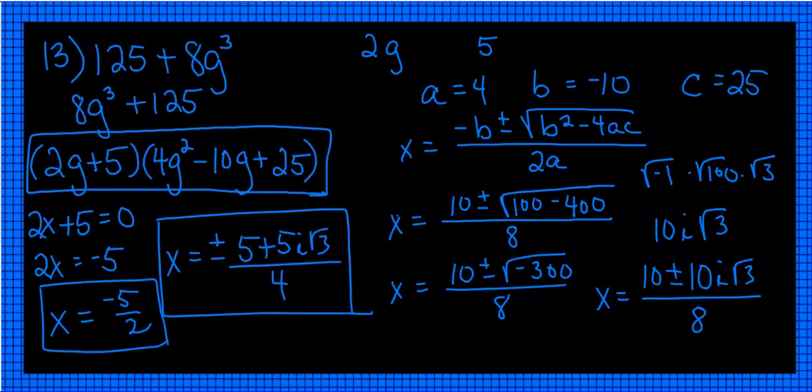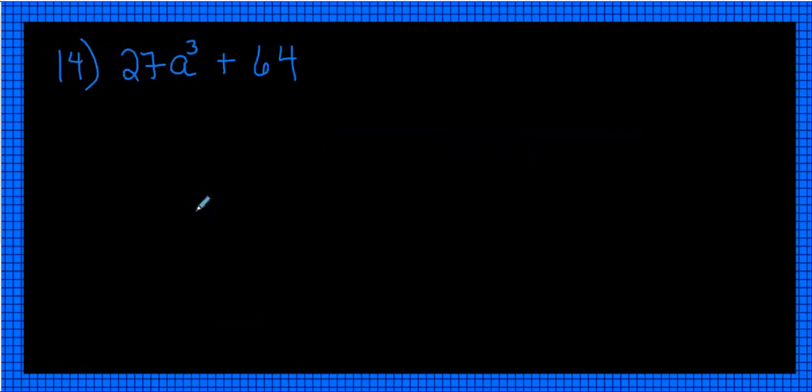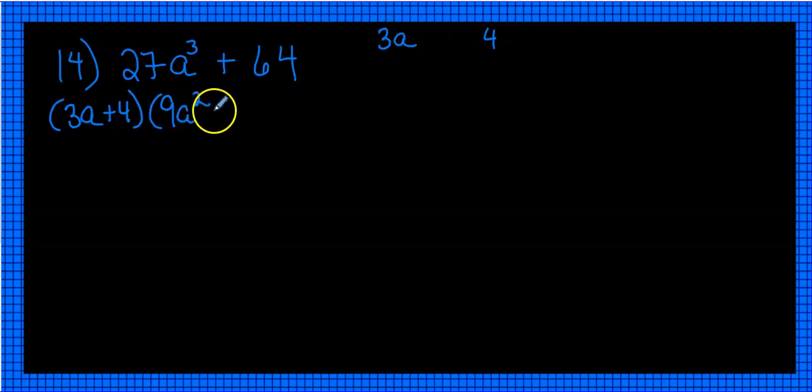Okay, number 14 is sum of 2 cubes again. So I need to figure out what the cube roots are of these 2 numbers. The cube root of 27a cubed is going to be 3a. The cube root of 64 is 4. So my first set of parentheses is going to be 3a plus 4. And then I'm going to square this, 9a squared. I'm going to multiply these together, minus 12a, and that one's going to be a minus right there. And then I'm going to square this, plus 16.